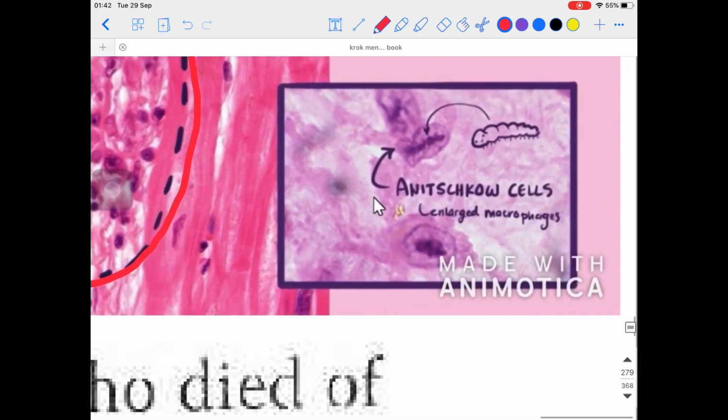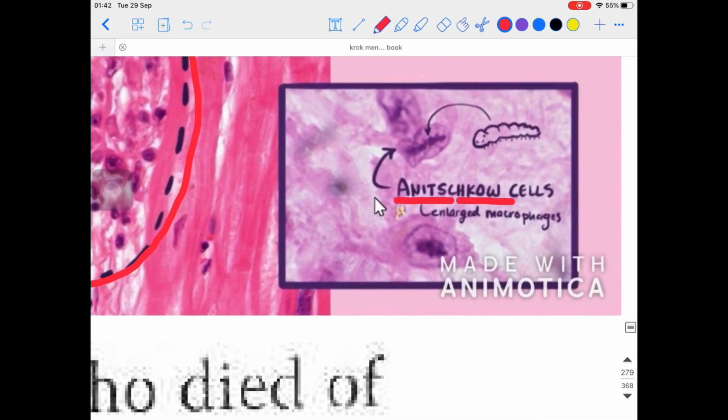So there are cells which are called Anichkov cells, okay. They are the Anichkov cells, and they are enlarged macrophages, isn't it? They are enlarged macrophages, okay. This kind of cell, the Anichkov cell, has a nucleus like a caterpillar, okay, such as a caterpillar, isn't it? So it gives the resemblance of a caterpillar.